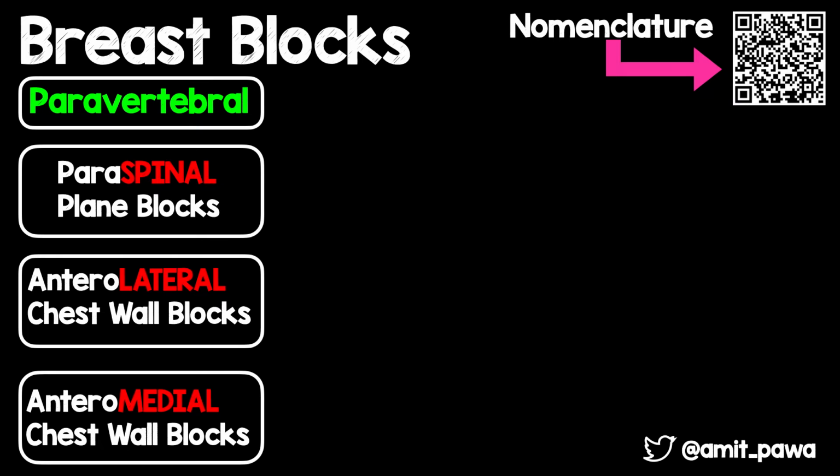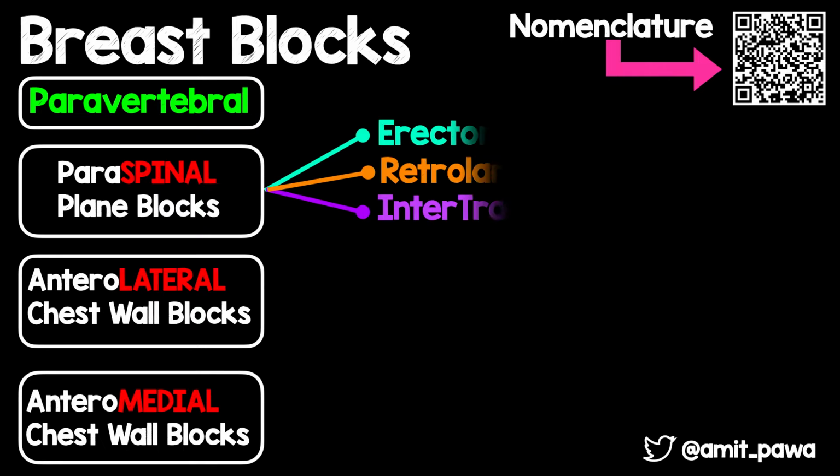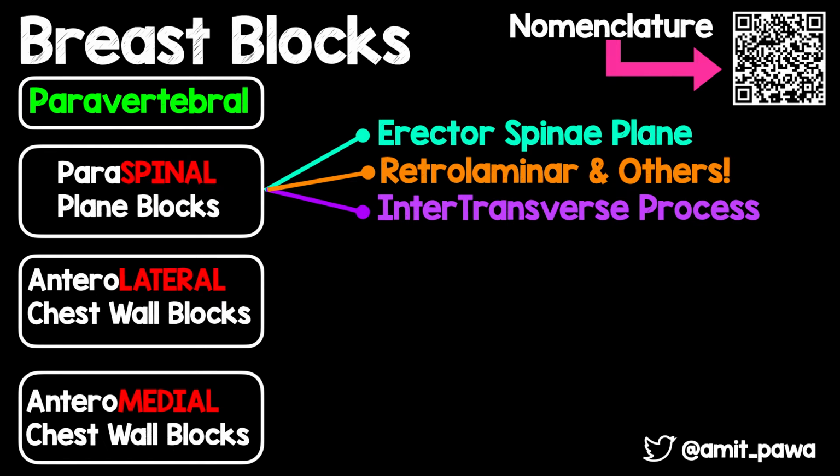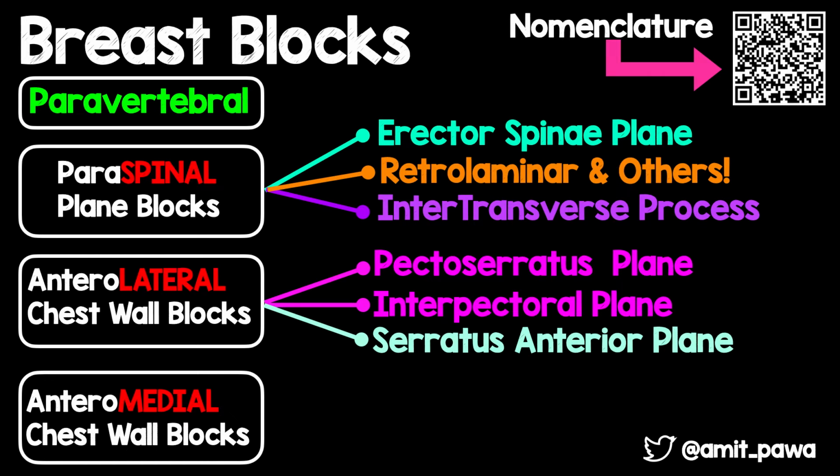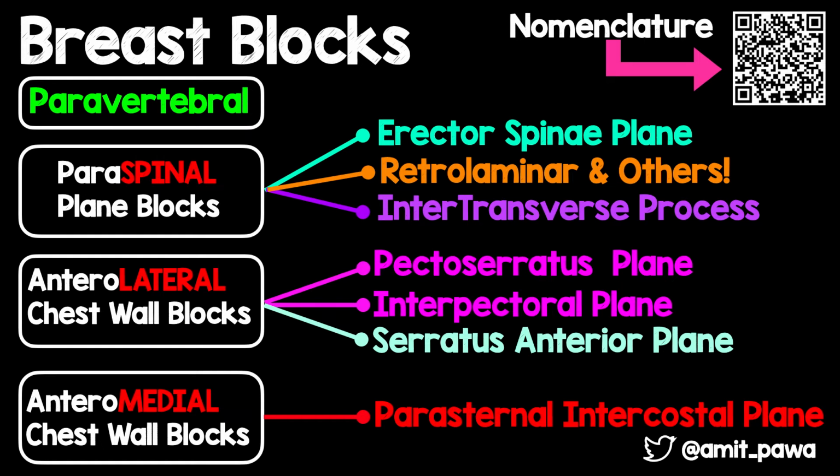So let's have a look at those in a bit more detail. The paraspinal plane blocks, examples of which are the erector spinae plane, the retrolamina, and many others. And then we've got the intertransverse process block that was formerly known as the MTP, or midpoint between transverse process and pleura. Then we've got the anterolateral chest wall blocks, that's the serratus anterior plane, the pectoserratus plane, and the interpectoral plane blocks. And the anteromedial chest wall blocks have now been consolidated into the parasternal intercostal plane.